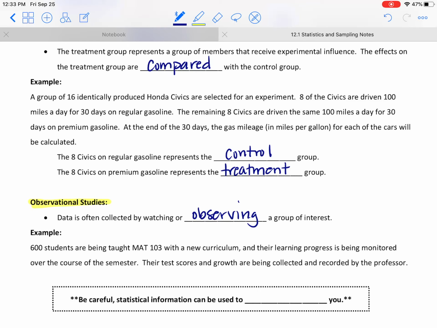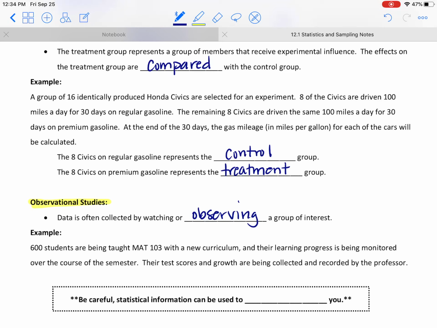Okay? You don't want to experiment. You don't want to take your 600 students in MAT 103, put 300 of them in one curriculum that's experimental, and then put the other 300 on another. You're not going to experiment on curriculum, okay? And you're not going to survey the 600 students, like, hey, what do you think about the curriculum in this class? Because you're going to get crazy results in something like that. In this case, just observing the results is going to be good.